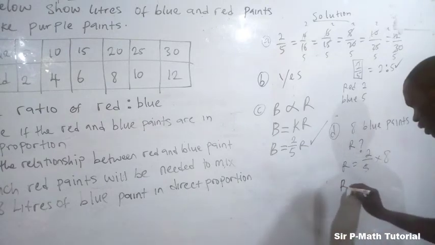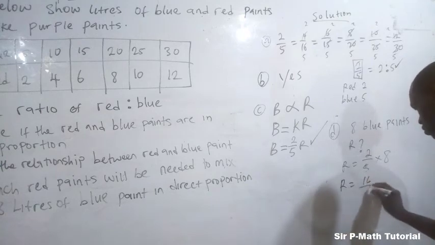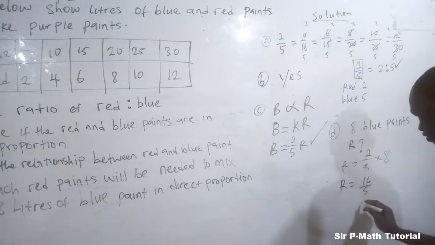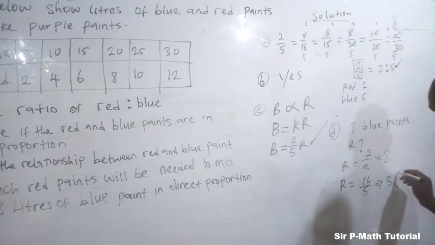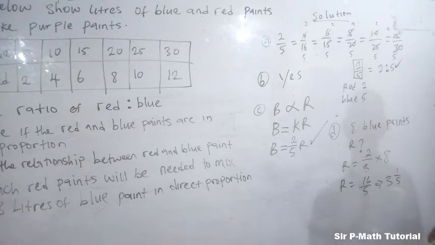So R is equal to 16/5. This will give me 3 whole number 1/5. 3 and 1/5 liters of red paint.